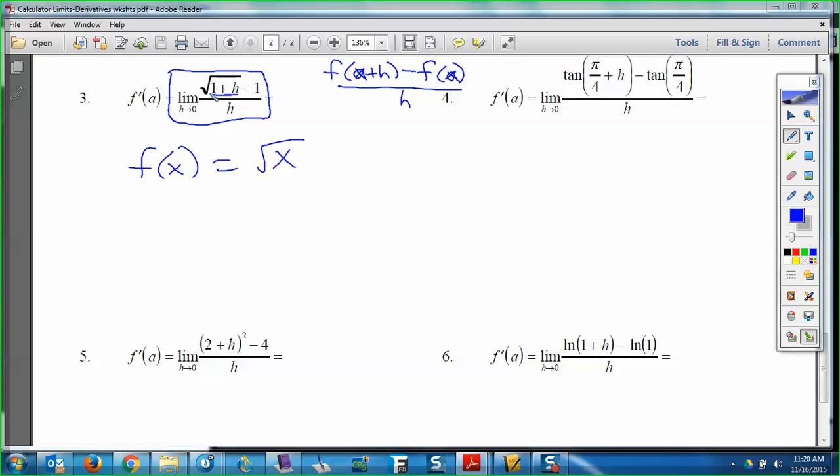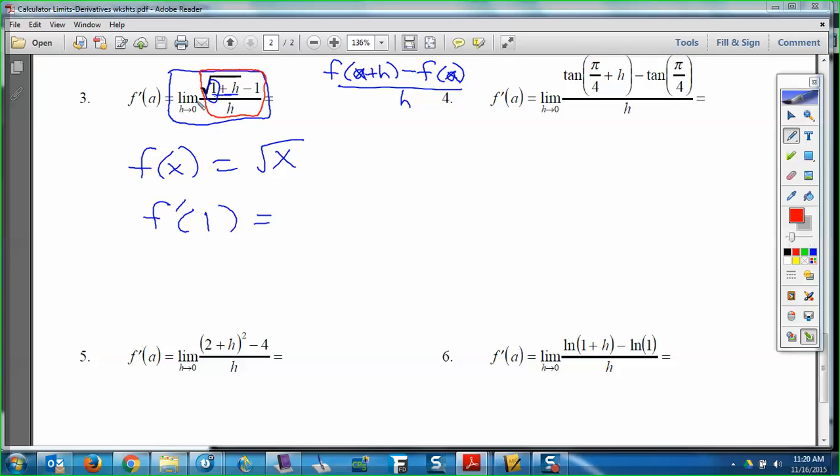They had plugged a 1 plus h into the function. This must have been the function. And the a value was 1, this number right here, 1. So this must have been finding f prime of 1. So you were supposed to, now let me do this in red, put this red piece, not the limit, but just the red piece, into your calculator. So Rachel, if you would do that for me.